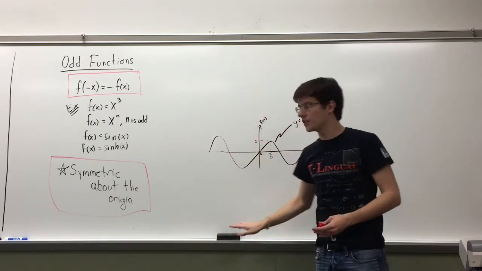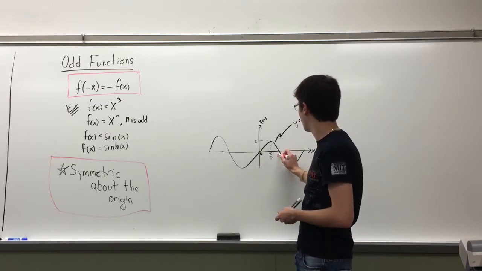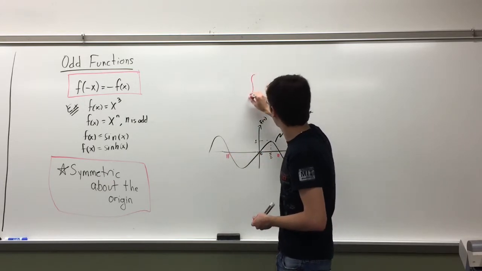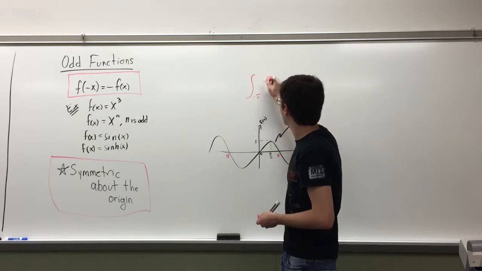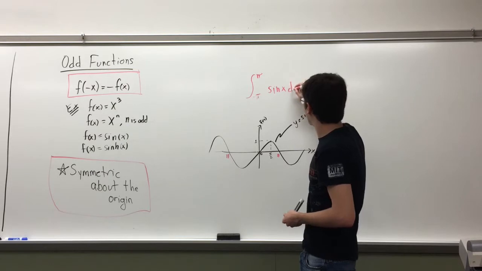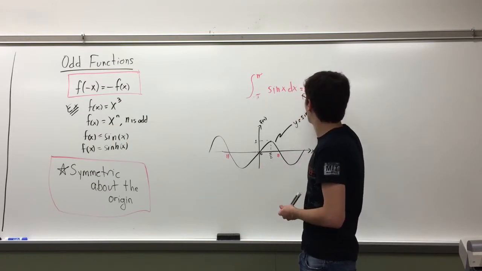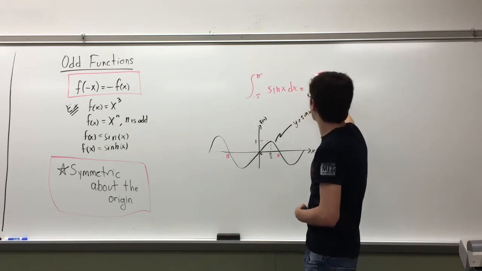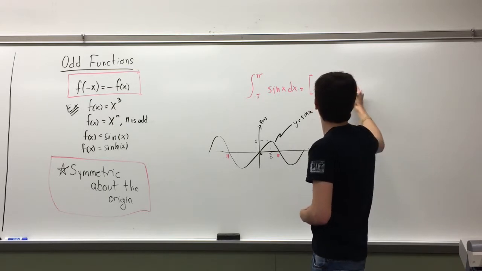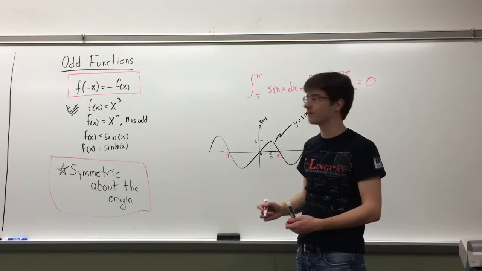So let's look at this graph, and if I ask myself, what is the integral from negative pi to pi of sine of x? Well, you could just integrate it and see that the integral of this would be negative cosine of x from negative pi to pi, and you could check that this is going to be equal to 0.